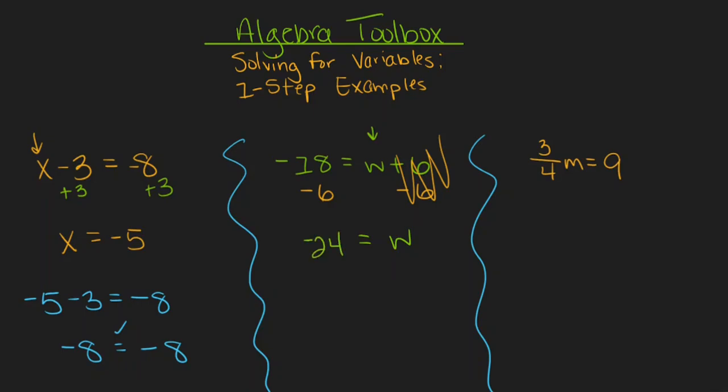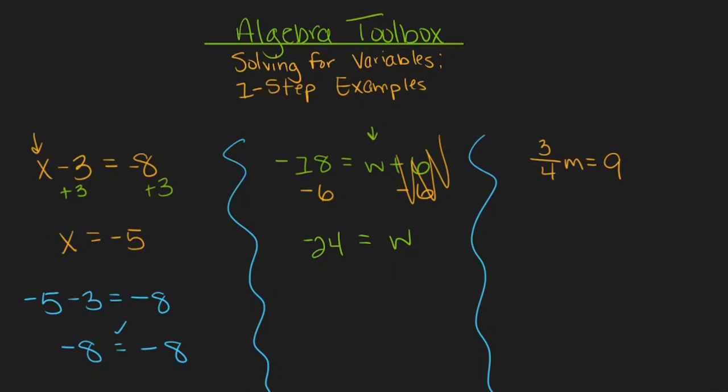Again, I've gotten to a point where I have a numerical value on one side of the equal sign and my variable on the other side. This means I have now solved for that variable. I know that w represents the value negative 24. In this case, our variable is on the right side of the equal sign, and again, that's okay. All that matters is that we have a number on one side and our variable on the other.